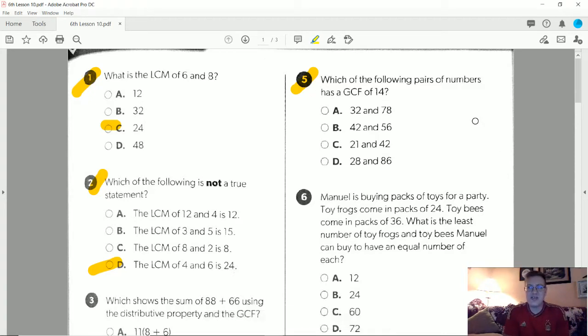Which of the following pairs of numbers have a greatest common factor of 14? So looking at the left-hand side of my numbers, there are only two numbers that I can count by 14 to get to, and that would be 42 and 28. I could use my math facts for sevens to help me. I know you can count by 7 to get to 56. You cannot count by 7 to get to 86. It would be 84 that would be the next one. So you go from 70 to 77 to 84, not to 86. So that's going to be letter B.